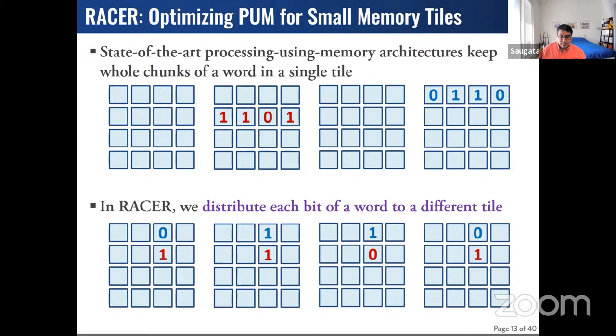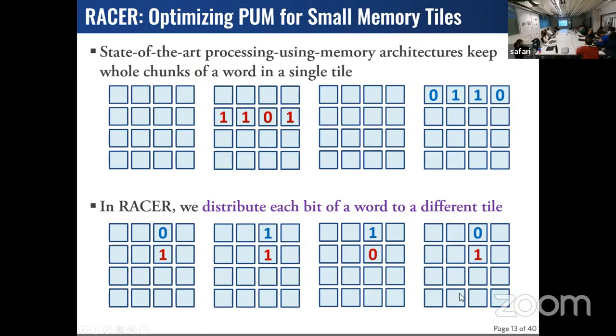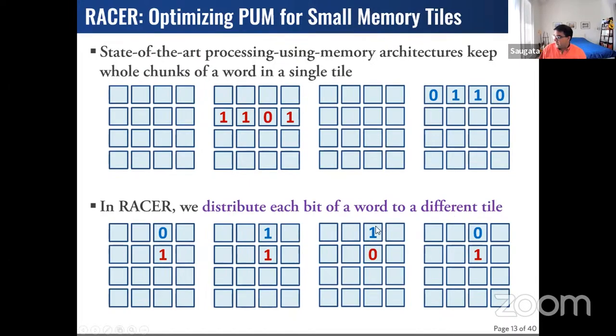So I don't know if you guys can see my cursor. Yes, we can see it. Cool. So this tile over here, for example, would be bit zero. This tile over here would be bit one, this would be bit two, and this would be bit three. So we're essentially striping the bits across tiles. We're designating a tile to a bit. And the striping allows us to take advantage of a number of benefits.